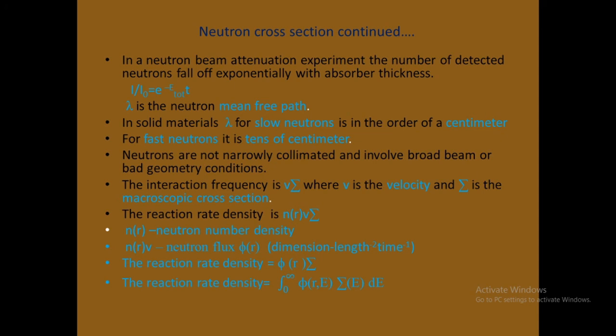And this relation can be generalized to include an energy dependent neutron flux, that is phi(r, E), and cross-section Sigma(E), that is, reaction rate density equals the integral from 0 to infinity of phi(r, E) Sigma(E) dE.